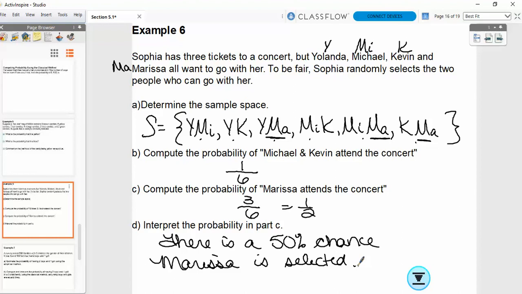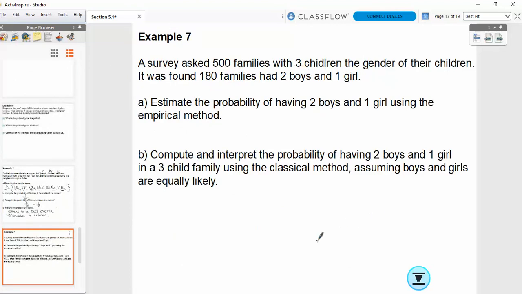Last problem, I just want to do one to illustrate the difference between empirical and classical. Sometimes people get the two of those confused. So this is my very last one.